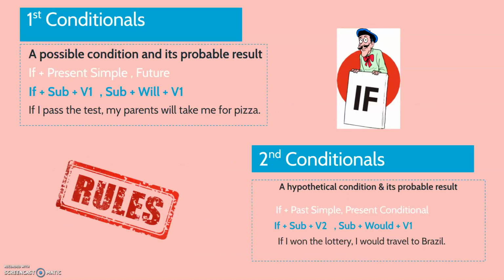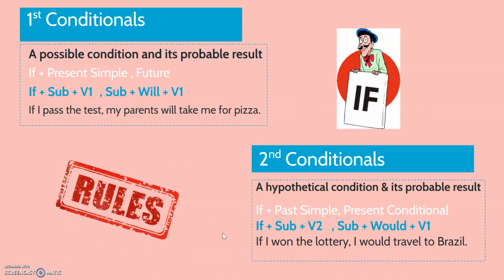Easy to remember. So just to review, first conditionals, possible conditions, realistic situations. Present simple, future. Second conditionals, hypothetical conditions, unrealistic situations, like meeting a superstar in your local store. And we use would. So past simple and would. So they're the rules to remember for first and second conditionals.